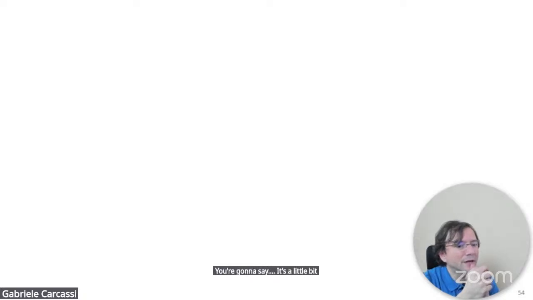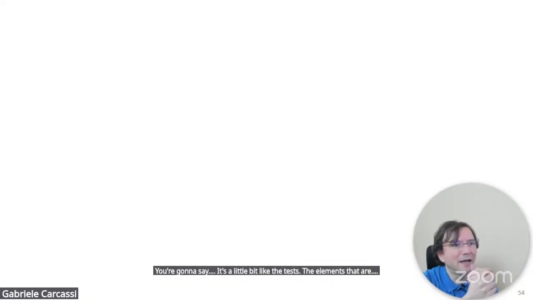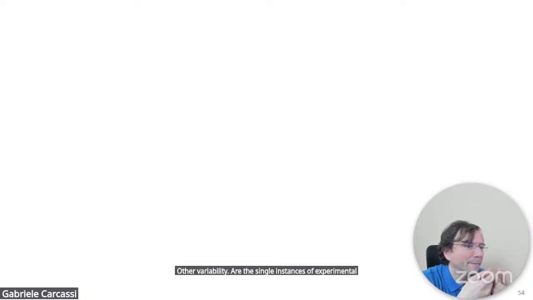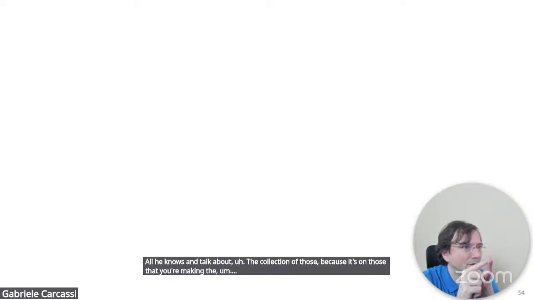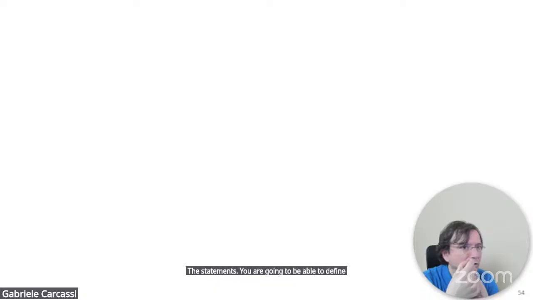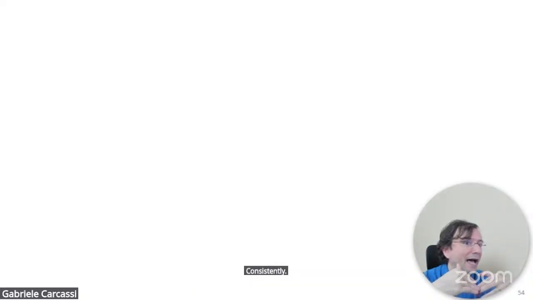It's a little bit like the tests. The elements of the variability are the single instances of the output of the experimental procedure, and the physical theory only knows and talks about the collection of those, because it's on those that you're making the statements. You are going to be able to define the elements upon which you can define ensembles in the standard way only if you're able to prepare those instances consistently and make an ensemble out of them.